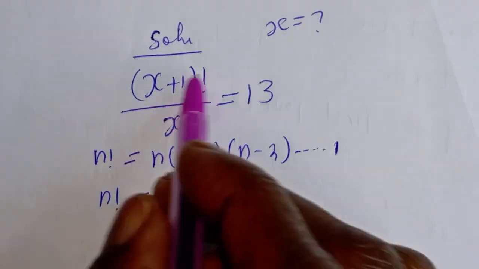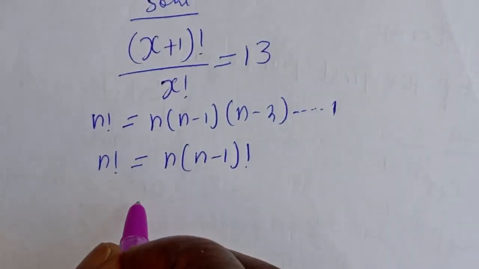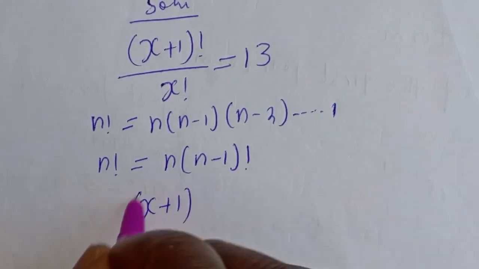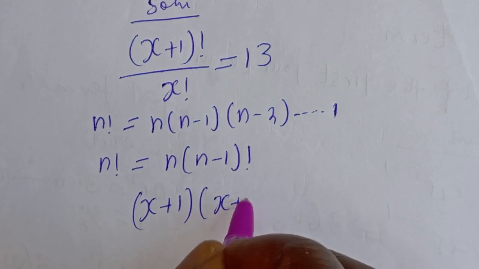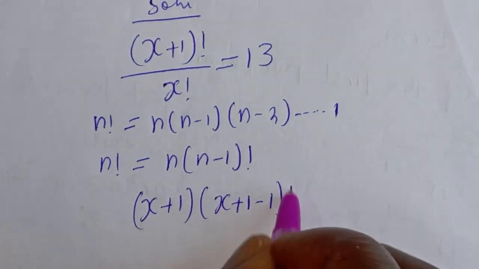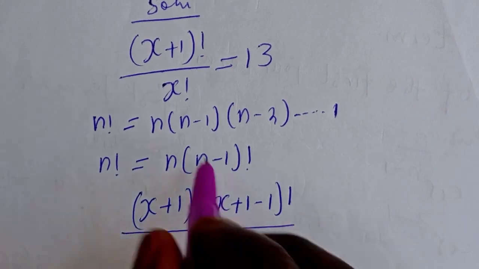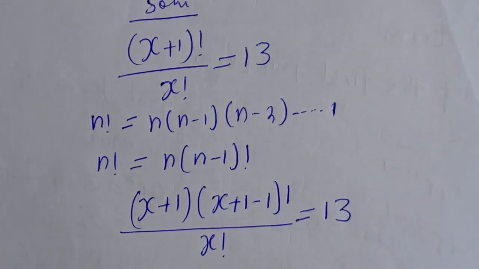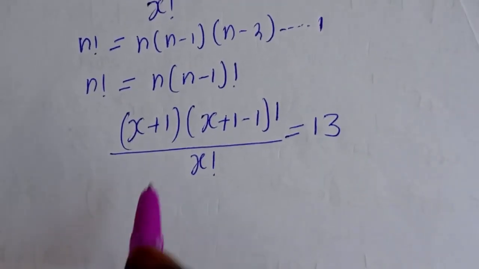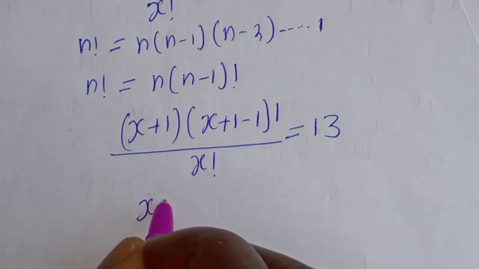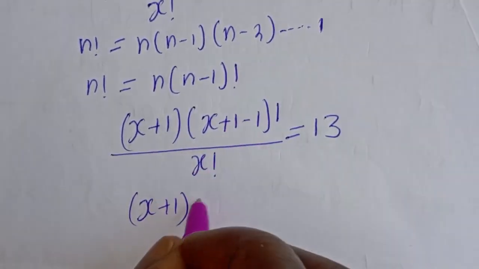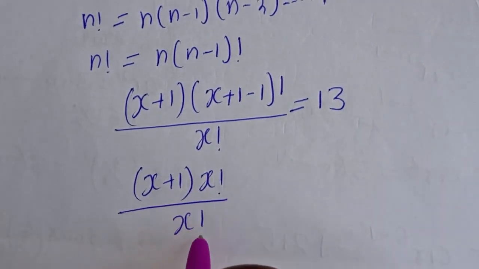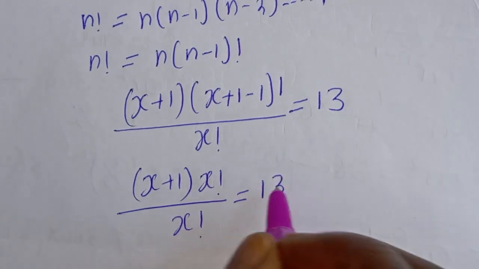Now, the whole of this can be written as (s + 1)(s + 1 - 1) factorial over s factorial is equal to 13. Then this can be written as (s + 1) times s factorial over s factorial is equal to 13.